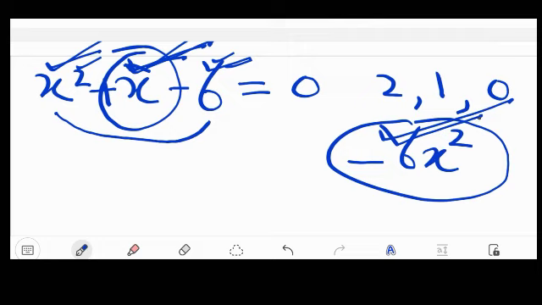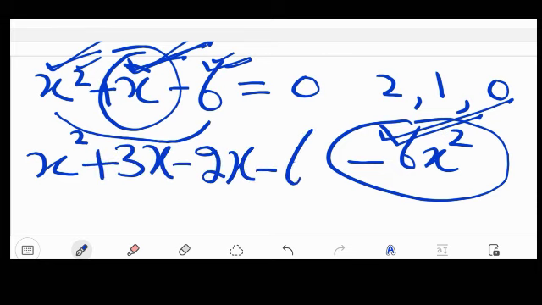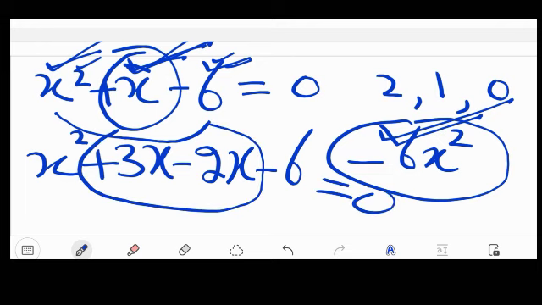So now let me come to the point, that is x square plus 3x minus 2x minus 6 is equal to 0. I just wrote these two terms. Plus 3x minus 2x, the result is plus x. And whenever these two are multiplied, plus into minus, it will become minus. 3 into 2 will become 6, and x into x will become x square.